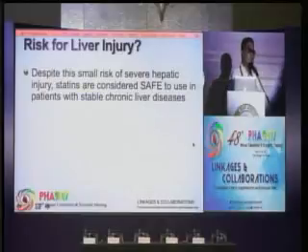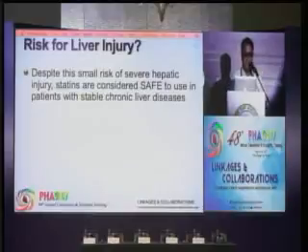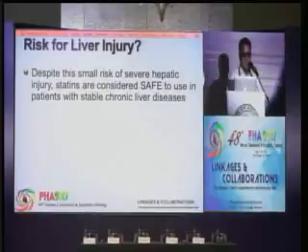Despite the small risk of statins causing hepatic injury, statins are considered safe to use in patients with stable chronic liver disease. It's recommended to have frequent ALT/AST monitoring in patients with CLD: every month during the first 3 months of therapy and 4 times per year thereafter.